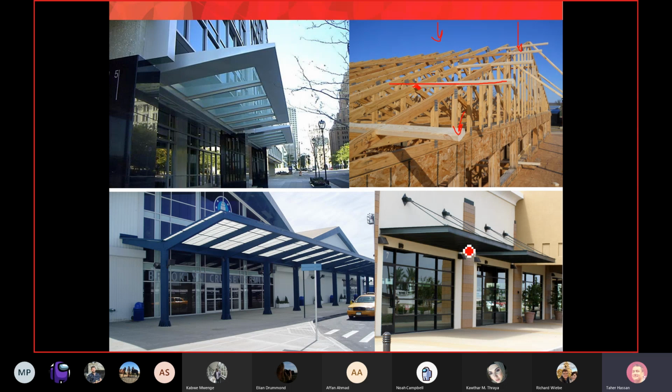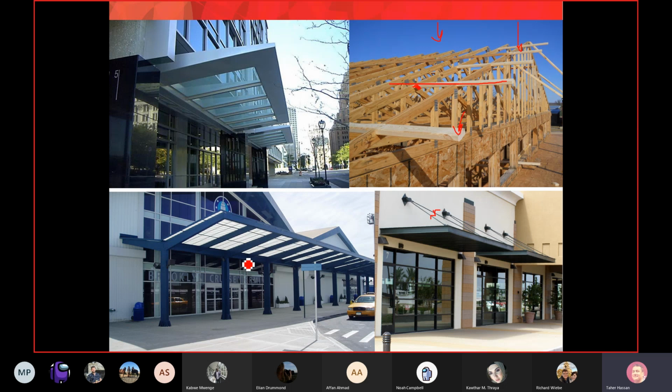The bottom right picture is a canopy. Typically, we build canopies at the entrance of the buildings. And this canopy here is being supported using cables or wires. So we hold back the canopy by wires, and the wires are anchored back to the structure.